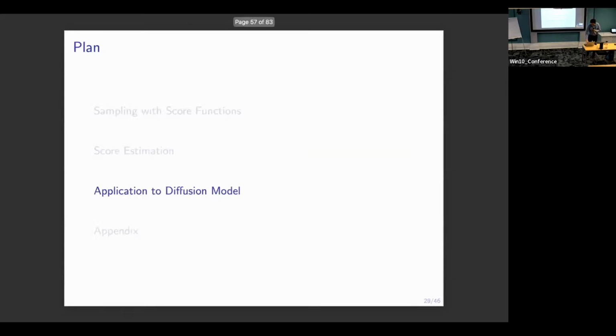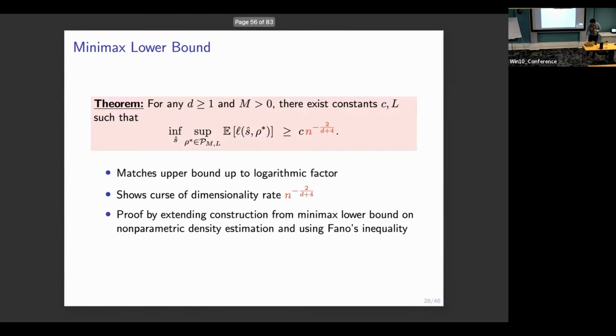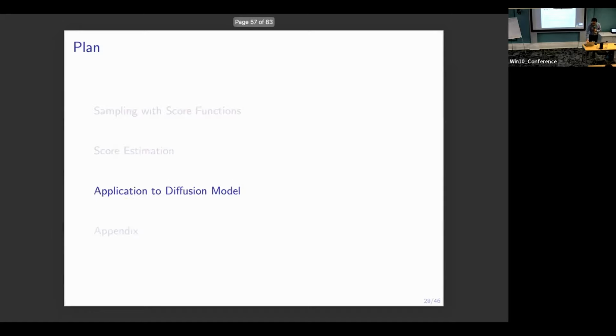Okay, so that was the result for the minimax score estimation, and this was for a static score estimation. We have one distribution rho star, and we want to estimate the score function of that. Recall that the error scales like that. Now, let's see how we can apply that to diffusion models.